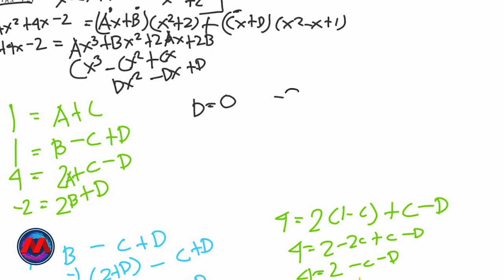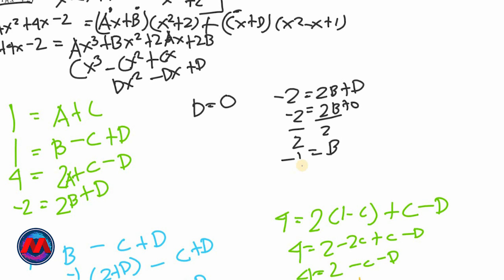So, that's negative 2 is equals to 2b plus d. So, d is equals to 0. So, 2b plus 0, negative 2, divided by 2, divided by 2. The value of b is negative 1. Alright, yun. Teka lang, palitan natin ng kulay para medyo colorful. Yun. So, d is equals to 0. B is equals to negative 1.